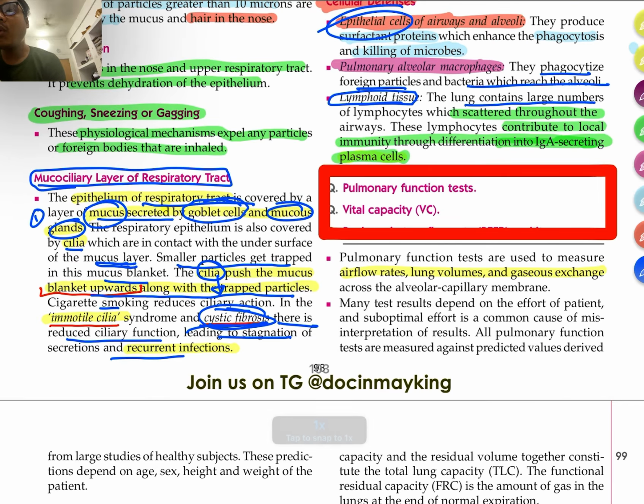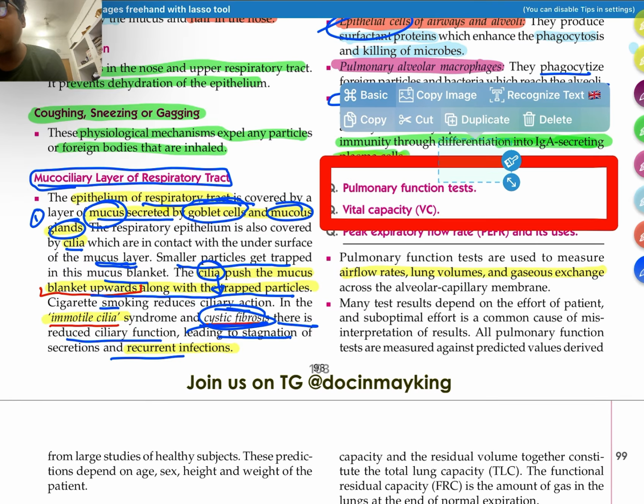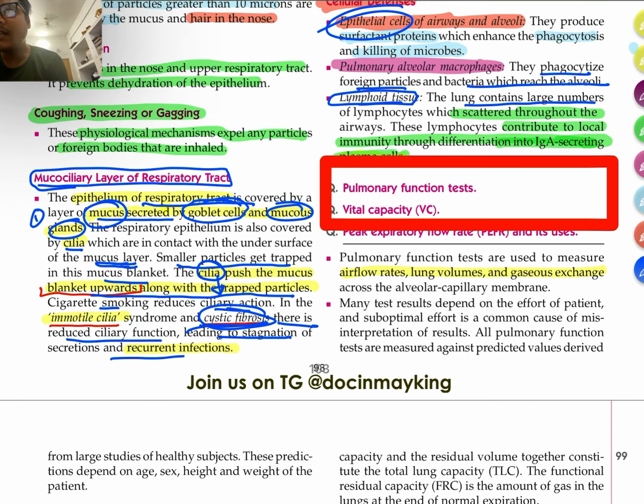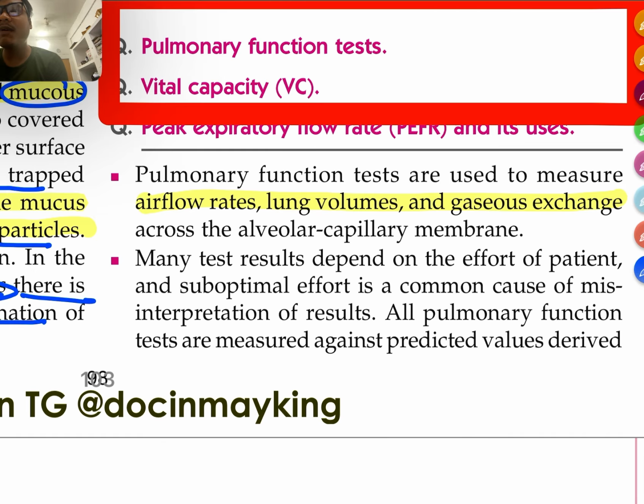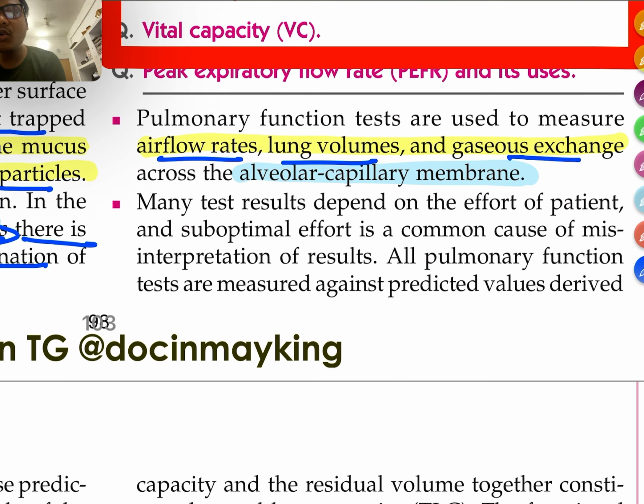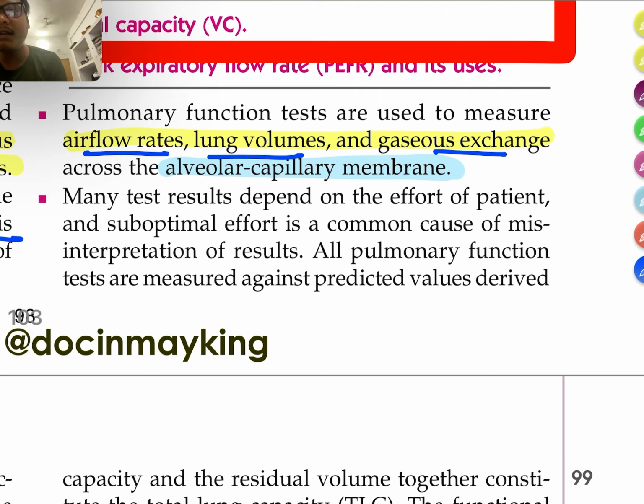Next is the pulmonary function test, or vital capacity, or peak expiratory volume. We will look at it briefly. First of all, what is a pulmonary function test? It is used to measure the airflow rate, lung volume, and the gaseous exchange across the alveolar and capillary membrane. So if any disease affects the above, we can assess that by pulmonary function test.